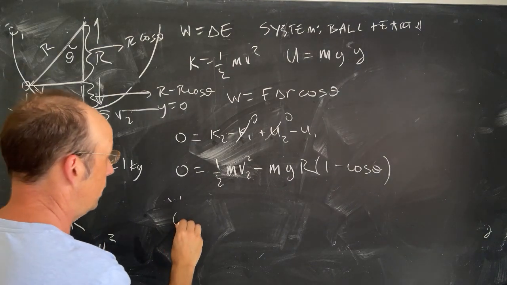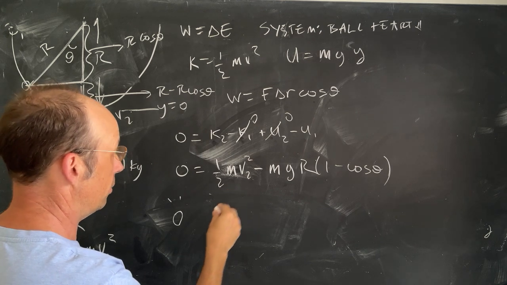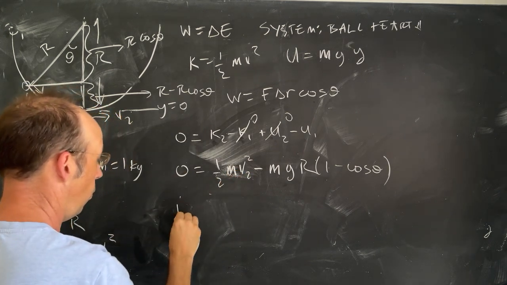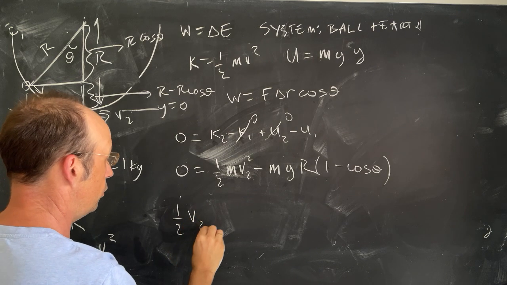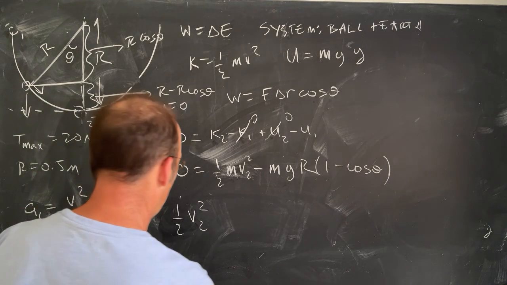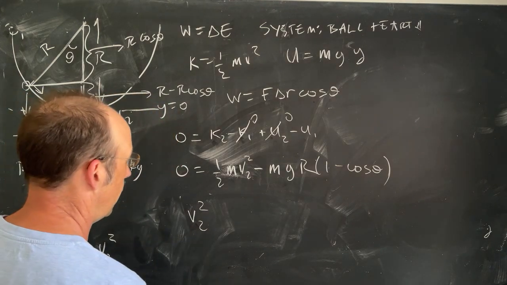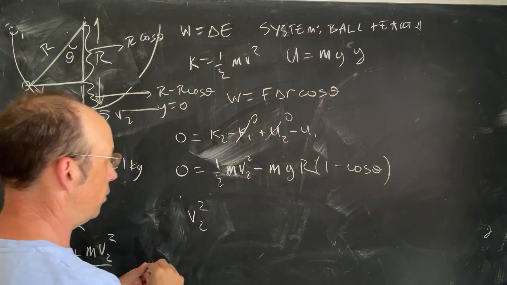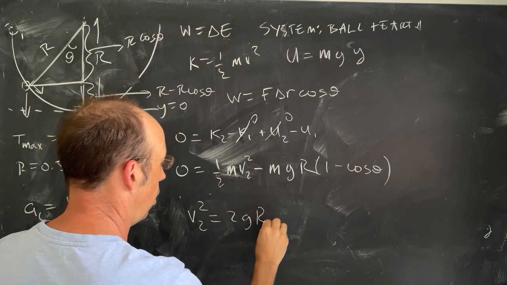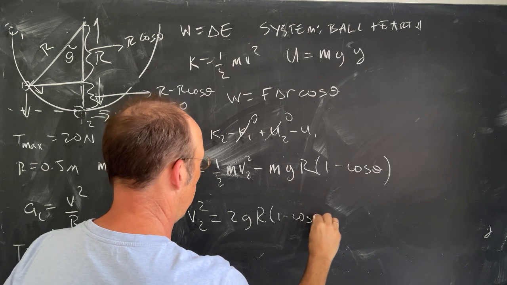Okay, so I have 0, the mass cancels. So I'm going to add that to the other side, and I get 1/2 v2 squared. But v2, I lost it. Oh, I'm trying to solve for v2. Let's just solve this for v2 squared. That's what I was doing. Okay, so I move this to the other side and multiply by 2, and I get 2gr times (1 minus cosine theta).